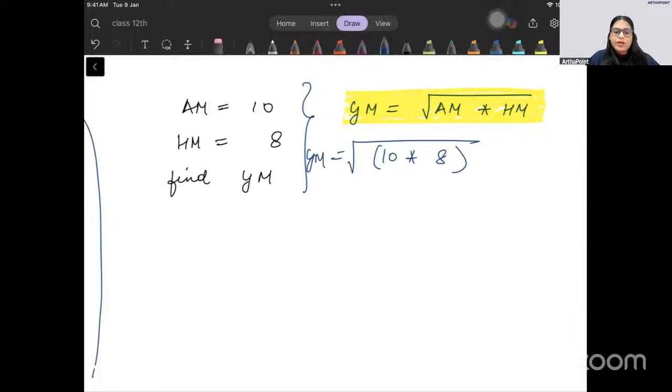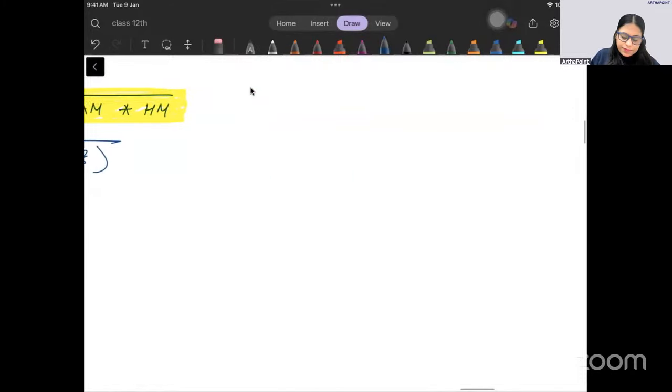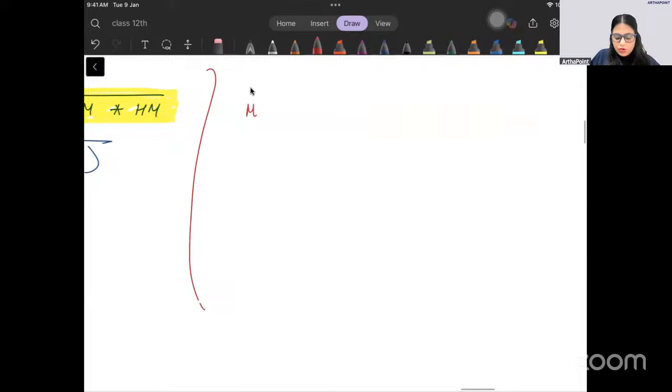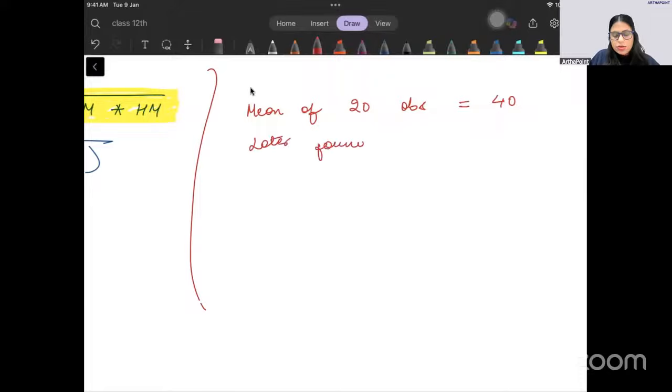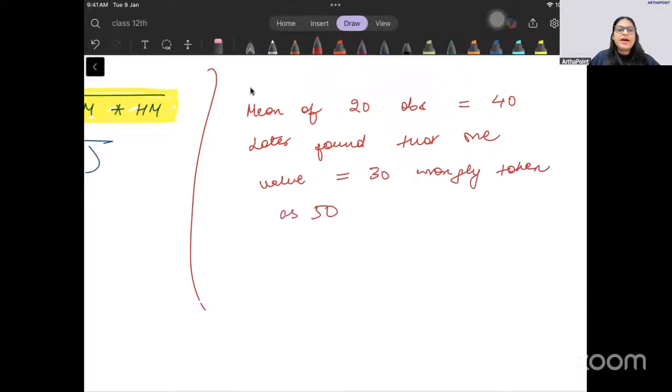Okay. Now one last thing: whenever we have to do a wrong value question. So for example, if you are given that the mean of say 20 observations is 40, right? And later it was found that one value which was 30 was wrongly taken as 50. Meaning the correct value is 30 and you had taken 50. Find the correct mean.